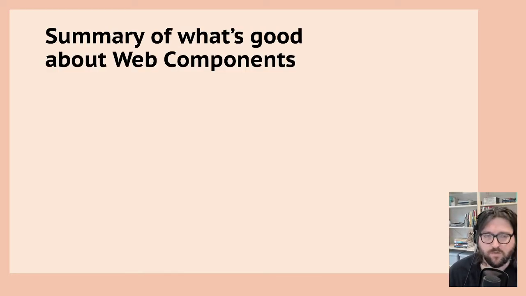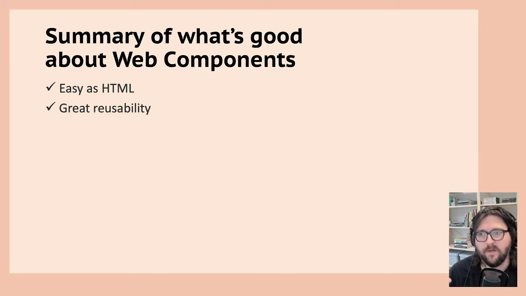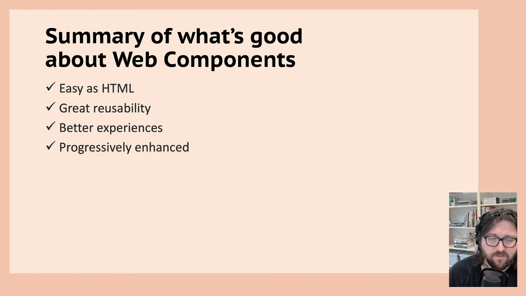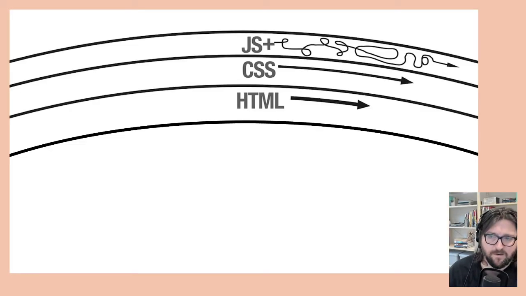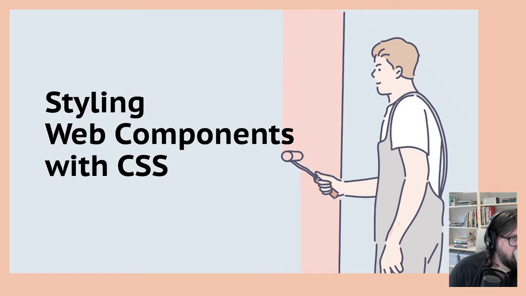So just a quick summary, before I wrap this part up, of what's good about web components. They're easy as HTML, great reusability, better experiences, progressively enhanced, no build tools. You didn't see a single build tool. And encapsulated, that keeps all the styles, the shadow DOM in there, and the styles don't bleed out and wreak havoc. But as you'll see here, as we move up to the CSS layer, the story gets a little more complex.